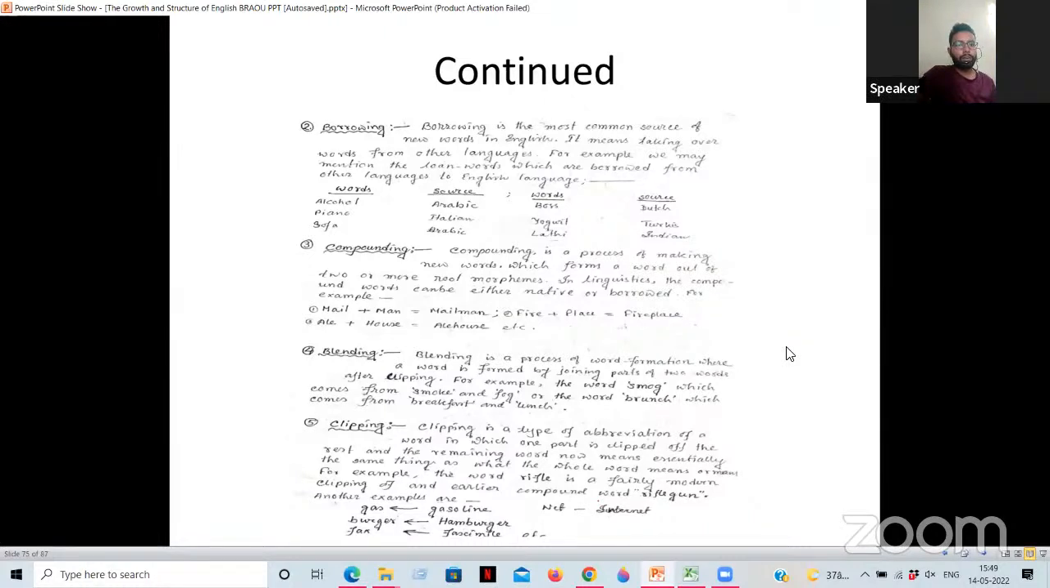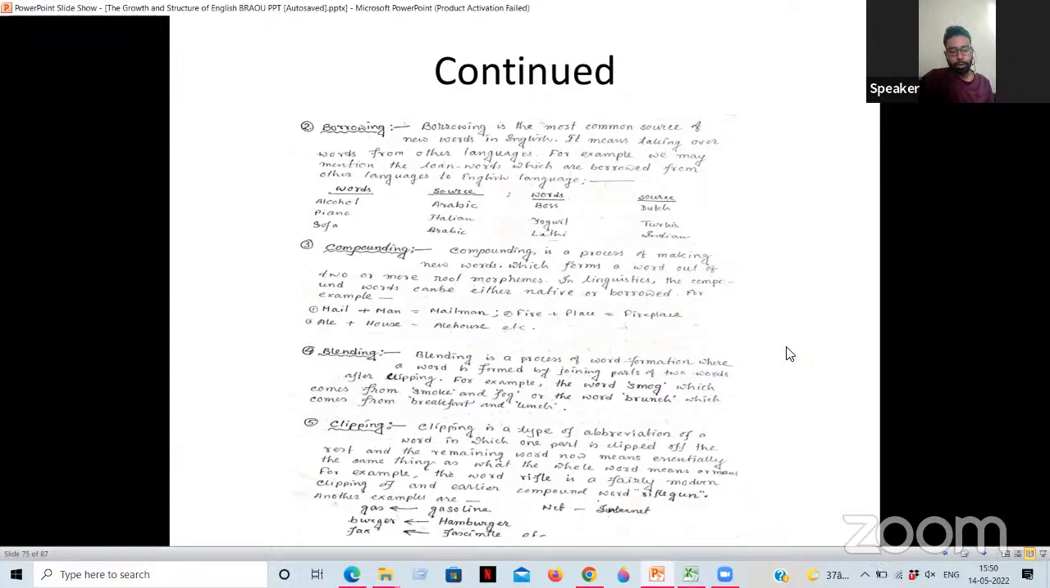Okay, so we were talking about clipping, and you get to see here words like gasoline, hamburger, facsimile, internet. Instead of using all these complete words, we are now using the more recent or colloquial words, for example gas, burger. Instead of saying hamburger, we simply say burger. Instead of facsimile, we use fax. So these are some of the words we use from clipping.